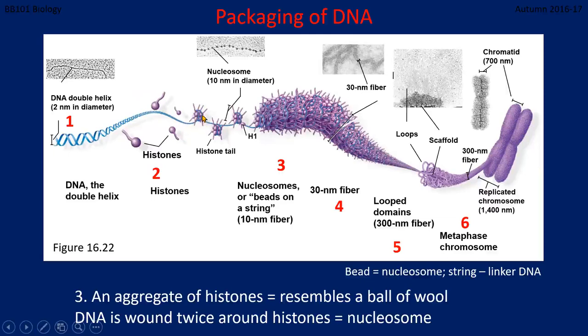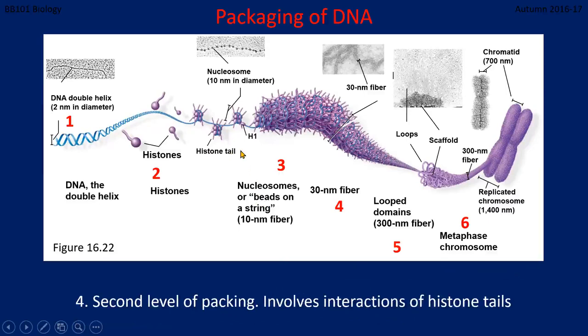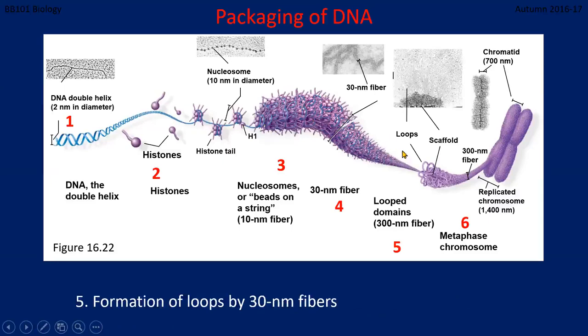These histones interact, and you get this kind of shape. DNA is getting wrapped around the histones, which have tails and a ball-shaped head. Some histones come together and bind, and the DNA is wrapped around them. This structure, with DNA wound around it, is called a nucleosome. In the second level of packing, the histones interact with each other and make a fiber structure with a width of about 30 nanometer.